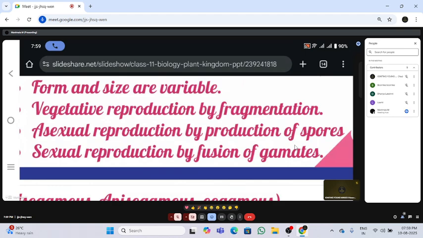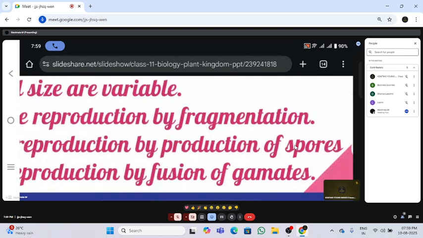We already discussed all this in the previous topic. So what is fragmentation? When the parent body gets matured, it divides into two or more pieces, and each piece is called a fragment. Later, each fragment will grow into a new individual, which is called fragmentation.